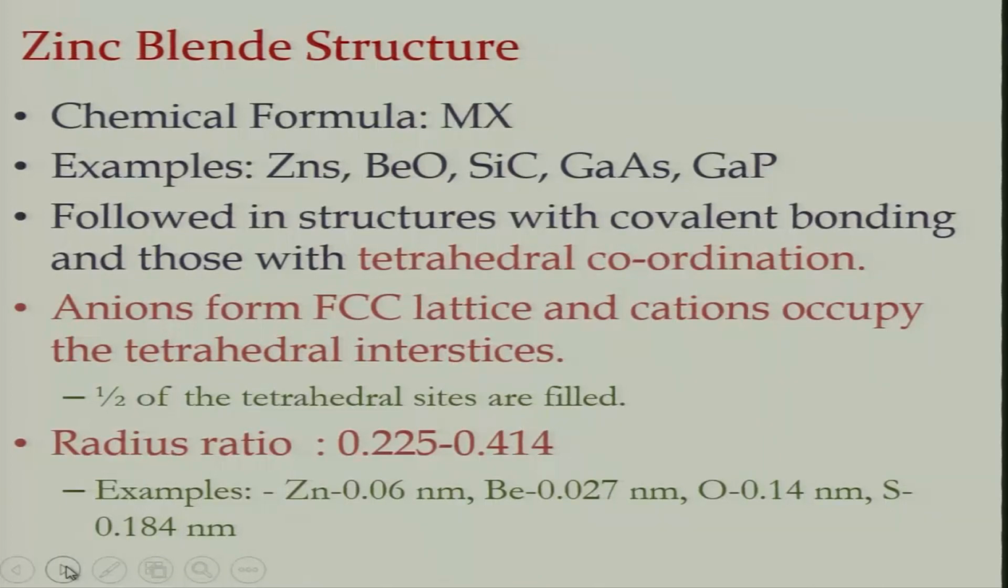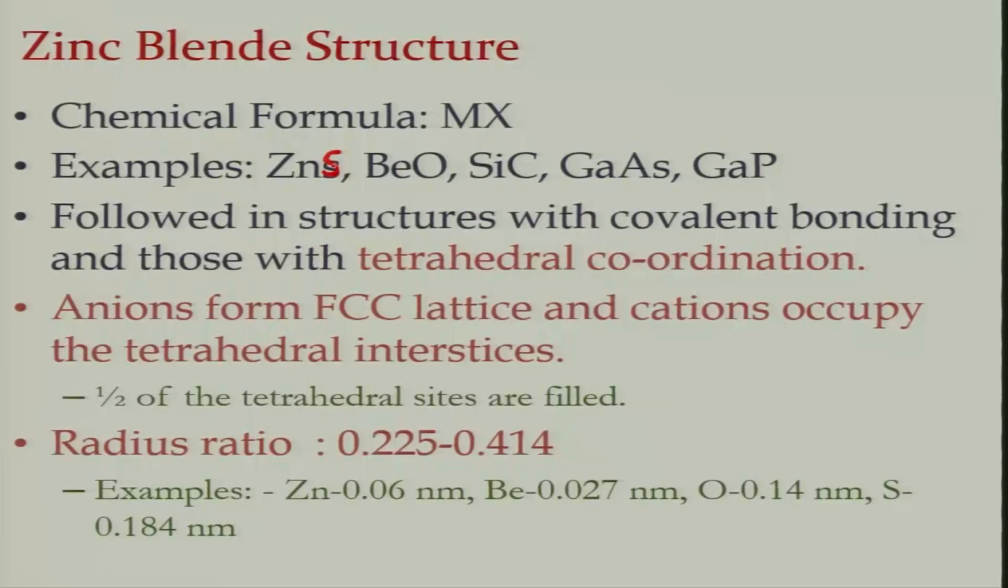The third structure that we would like to discuss is the zinc blende structure. Zinc blende has a chemical formula of MX, which means for every anion you have one cation. So, stoichiometry is 1:1. Examples of such compounds are zinc sulfide, beryllium oxide, silicon carbide, gallium arsenide, gallium phosphide. Many materials, especially group 4 semiconductors when they make compounds, and even 3-5 semiconductors, make this zinc blende structure.